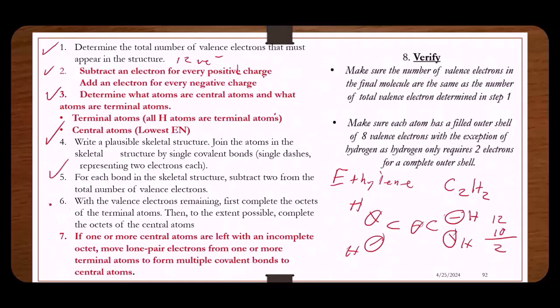Moving on to step 6, with the valence electrons remaining, first complete the octet of the terminal atoms, then to the extent possible complete the octet of the central atoms. At most, hydrogens can only form 1 bond, so these outer shells are complete for all the hydrogens. The only atoms at this point that are incomplete would be the carbon atoms. And we have 2 valence electrons, so we place those on one of the carbon atoms. Remembering these have to be placed on the atom in pairs, so we can only put them on one carbon atom. So step 6 is complete.